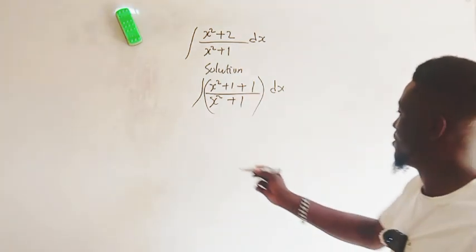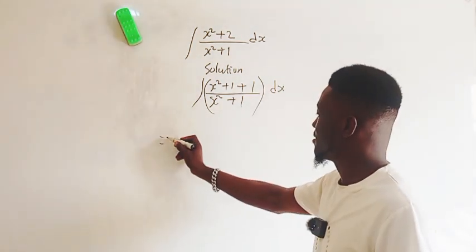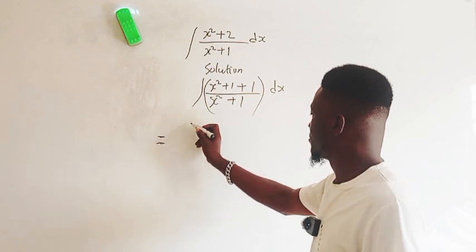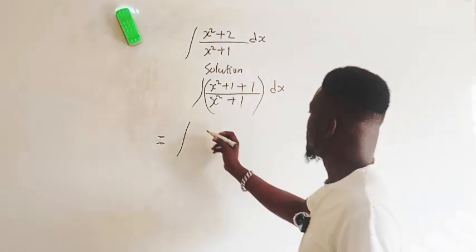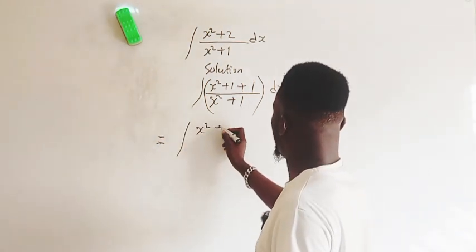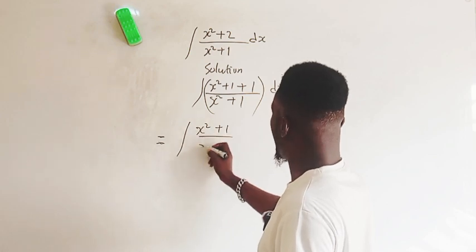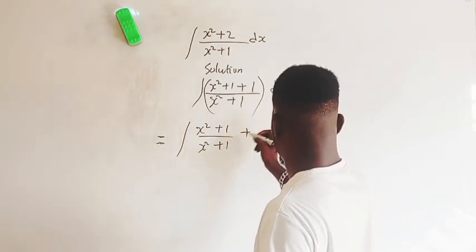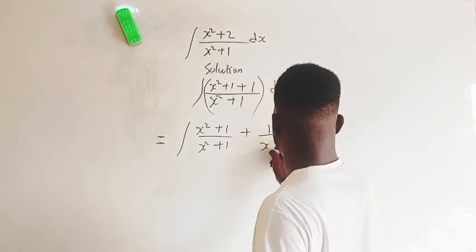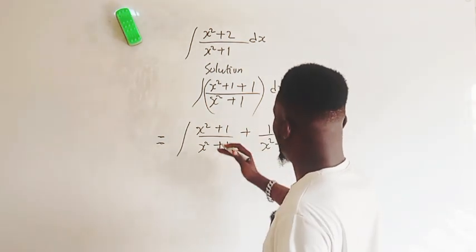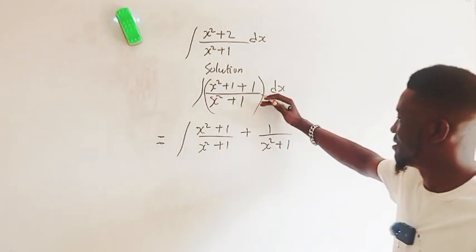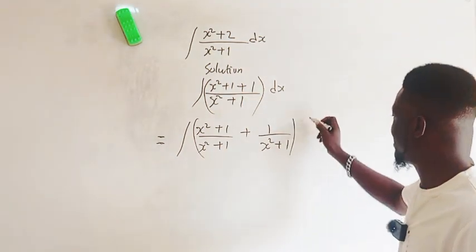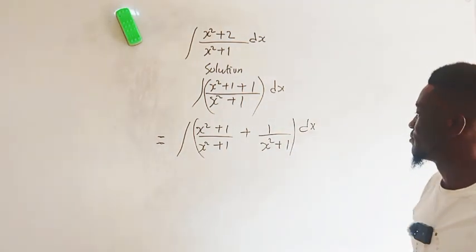So this can also be written as, let me put my equal sign here, my integral of x squared plus 1 over x squared plus 1, plus, when it is split, 1 over x squared plus 1. This and this are basically the same.